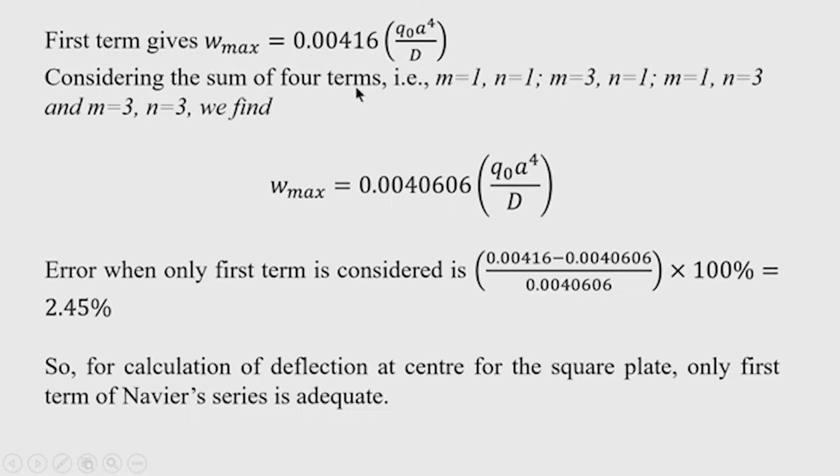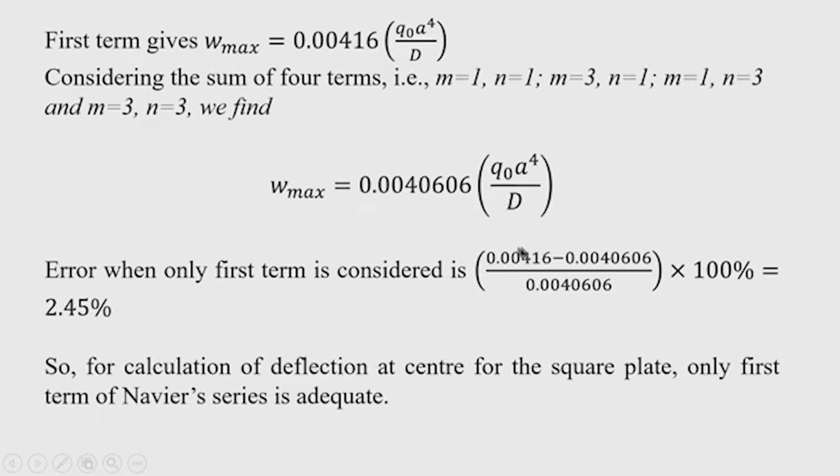When we consider the terms m and n varying from 1 to 3, that is m equal to 1, n equal to 1; m equal to 3, n equal to 1; m equal to 1, n equal to 3; and m equal to 3, n equal to 3, we get W max as 0.00400606 q naught a to the power 4 by D.